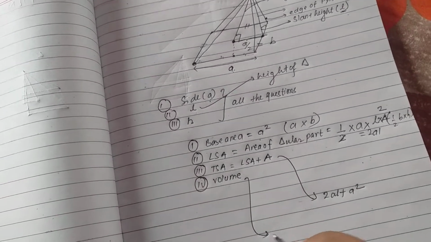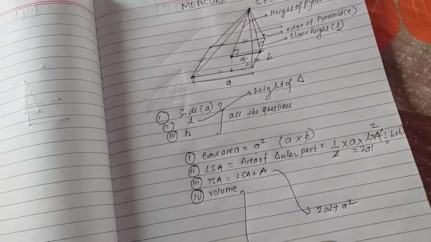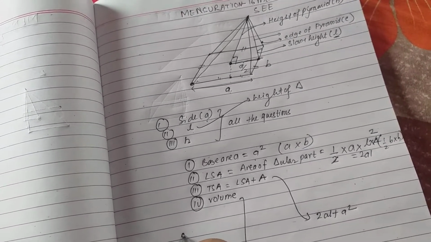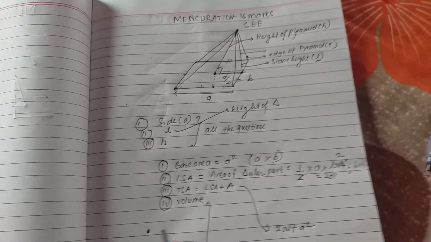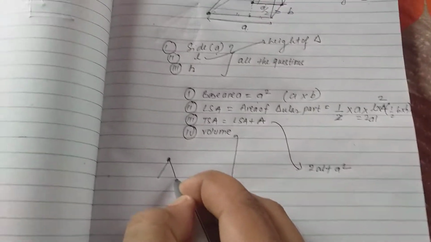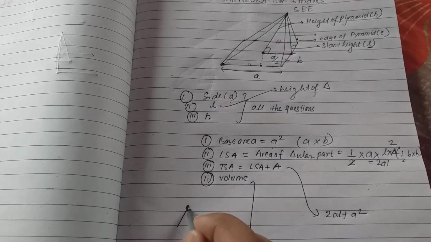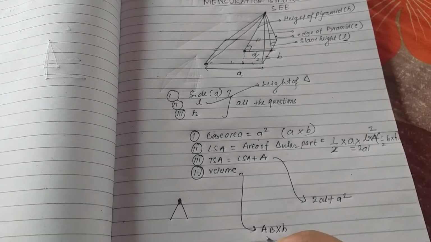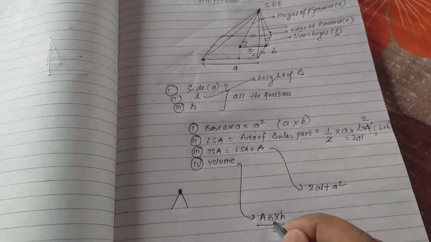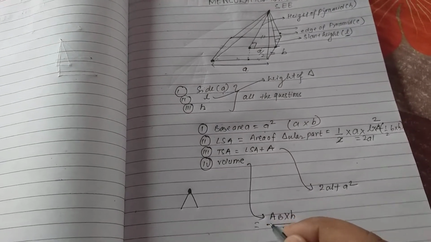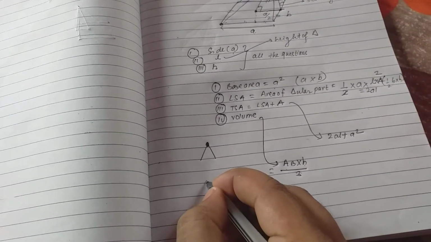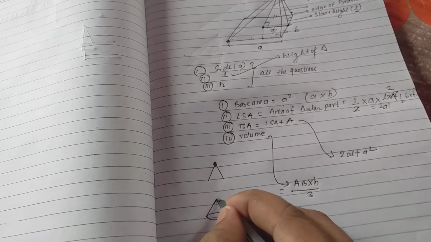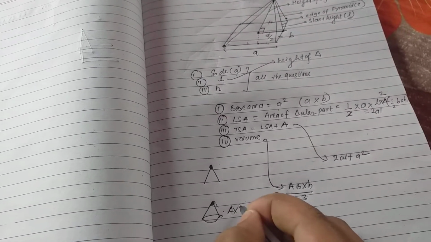Now how can we find the volume of the pyramid? Remember from class 10: if there is a pointed end at the apex, then the volume will be area of base into height by 3. Volume means area of base into height by 3. This is applicable to the cone also. In the cone also, since the apex is pointed, we can find area into height by 3.